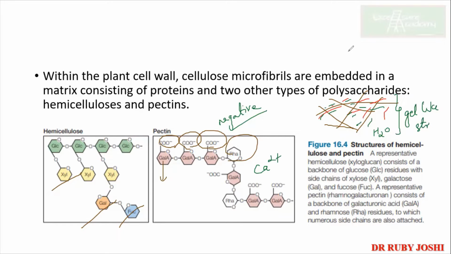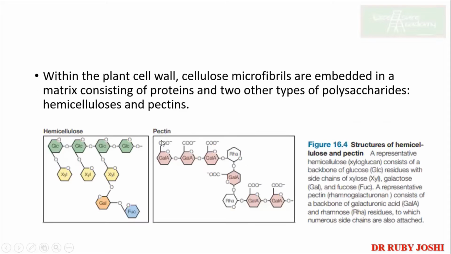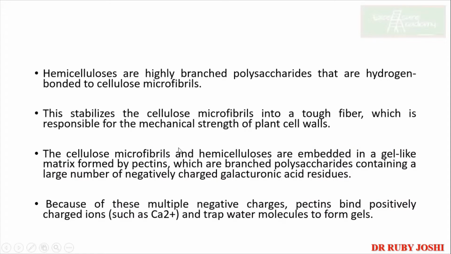Okay. Now let's go slowly again about this. So the hemicelluloses are highly branched polysaccharides that are hydrogen bonded to cellulose microfibrils. This stabilizes the cellulose microfibrils into a tough fiber, which is responsible for the mechanical strength of the plant cell wall. Okay. Now, cellulose microfibrils and hemicelluloses are embedded in a gel-like matrix formed by the pectins. Now, these pectins, which are branched polysaccharides, contain negative charge because of the galacturonic acid. Okay, here an acid group is present. If you see the structure here, this is your galacturonic acid where you have got a COO minus group. That's why it is negatively charged.